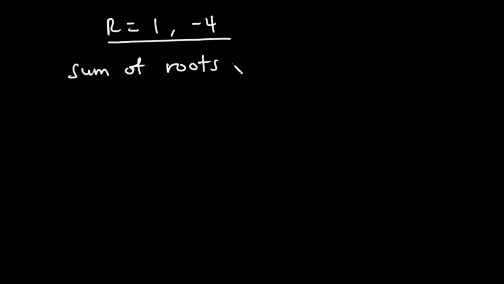If the roots of any quadratic equation are 1 and negative 4, how do we generate the quadratic equation? Now the sum of roots is equal to 1 plus negative 4, which is 1 minus 4, and then it's equal to negative 3. Now let's find the product of roots.